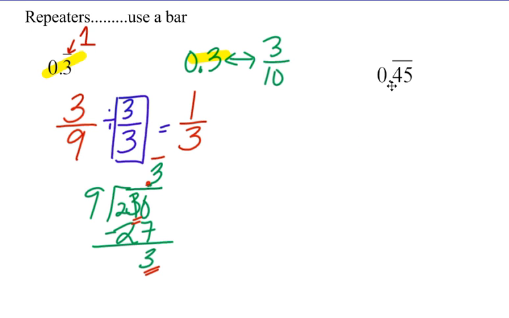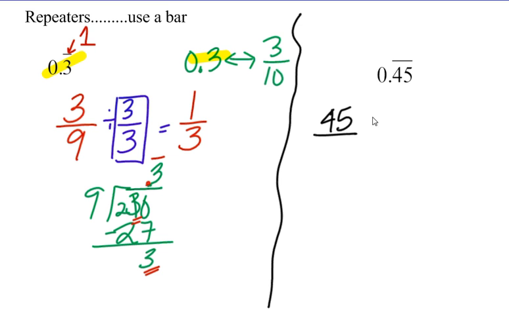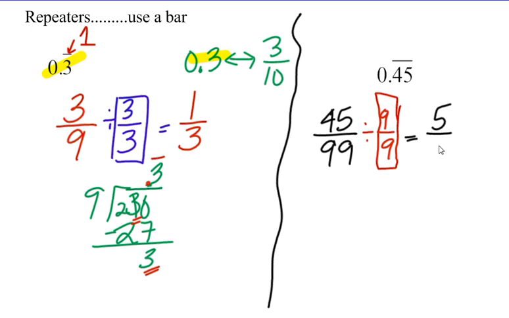Okay? We're going to do it again for this one, just to prove that it does work. Here, normally I would have said 45 hundredths, but because of the line that shows that it repeats 45, 45, 45, it's really 45 99ths. Now we need to reduce that. 9 goes into both numbers. 45 divided by 9 is 5, and 99 divided by 9 is 11. So it's going to be 5/11ths.